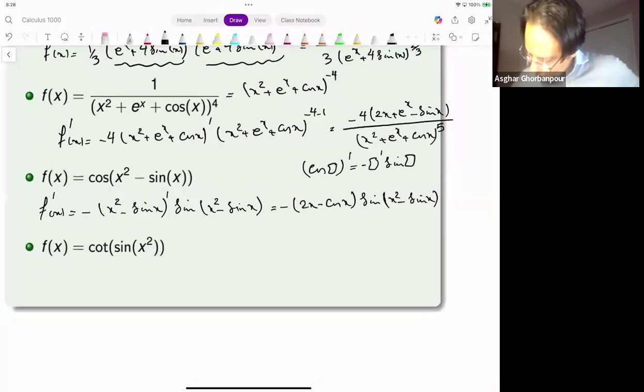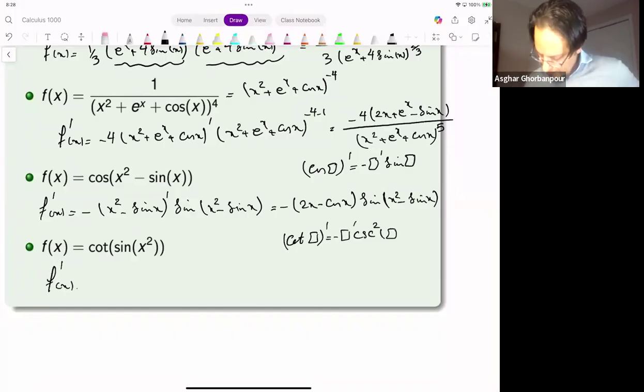And this guy, so the derivative of cotan box is minus cosecant squared of box. Oh, I have to multiply. The chain rule is there, box prime. So f prime of x is the derivative of box. Here, box is this guy. A minus there, cosecant squared of box.